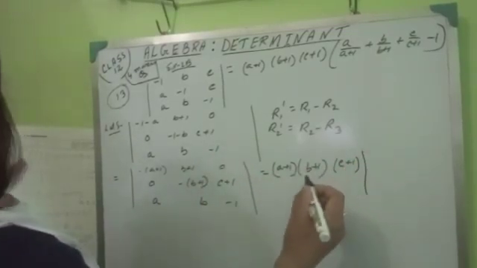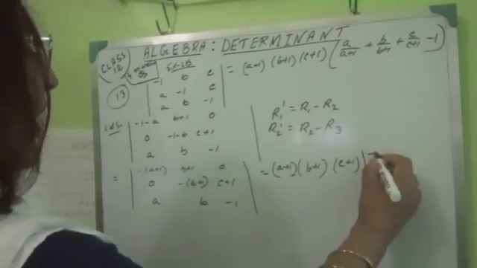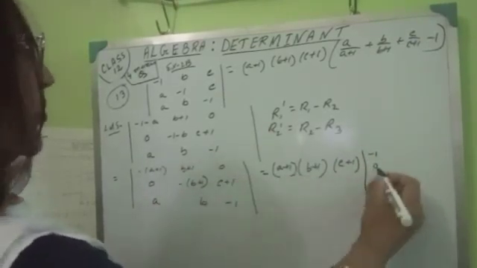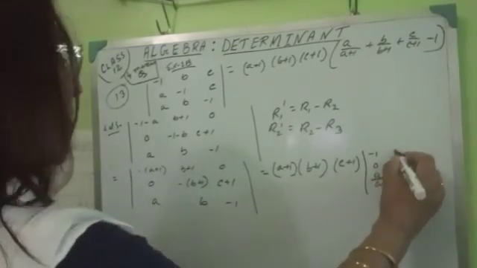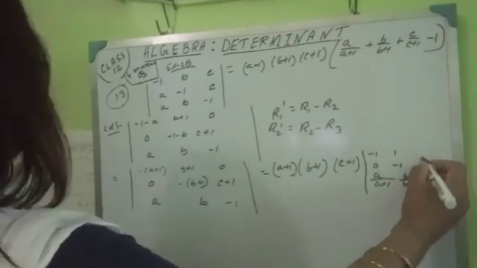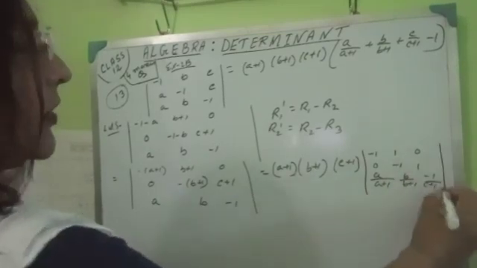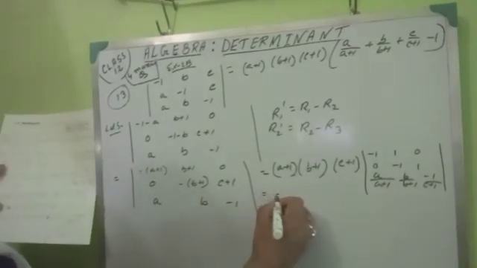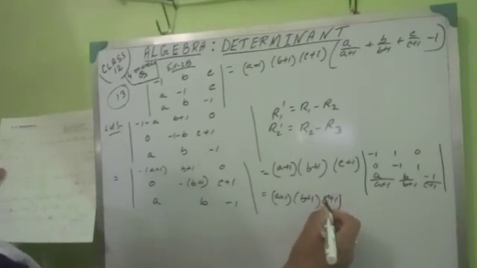Then what we will get? When a plus 1 is taken out, then we can write minus 1. It is 0, so it is 0. Since it is only a, it will be a by a plus 1. Similarly, it will be 1 minus 1, b by b plus 1, and it is 0, 1 minus 1 by c plus 1. Okay. Next, that is equal to a plus 1, b plus 1, c plus 1.